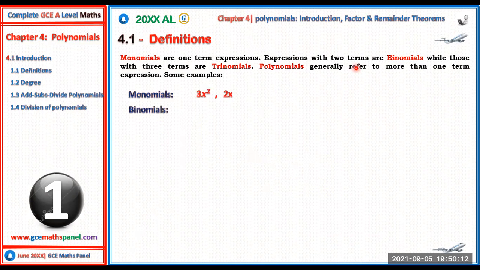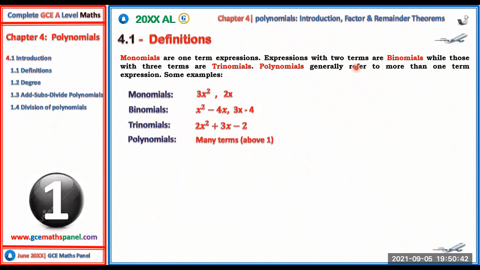Now with binomials, which are 2 terms, examples are x squared minus 4x and 3x minus 4. All these expressions have 2 terms. You must have probably heard about binomial expansion. And then you equally have trinomials. Trinomials are 3-term expressions. For example, 2x squared plus 3x minus 2. And what are polynomials? Polynomials are expressions with more than one term. There are many term expressions.